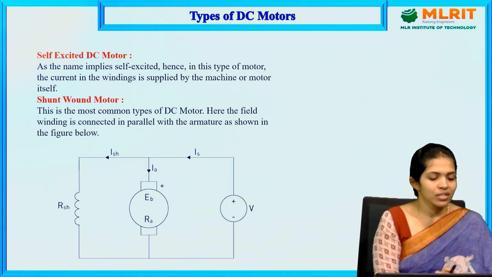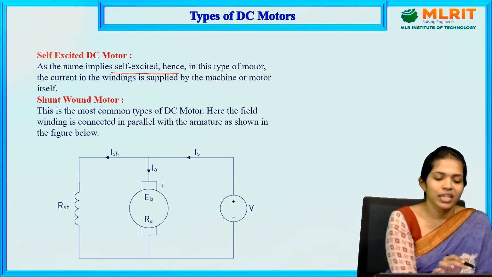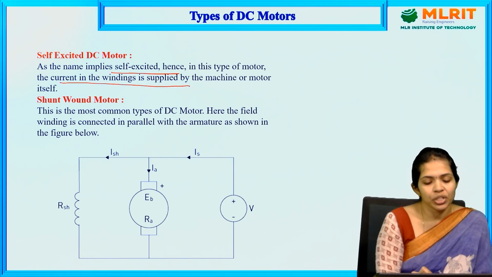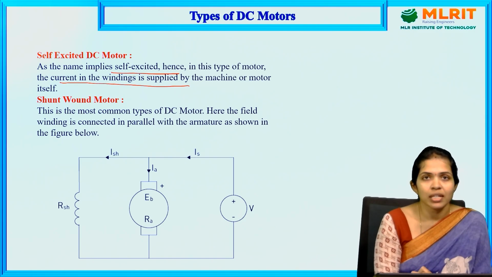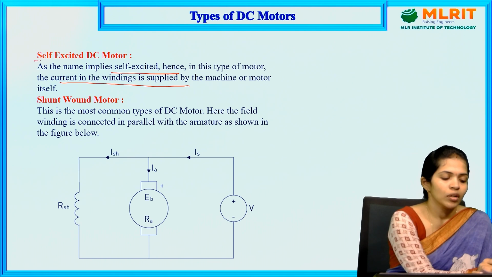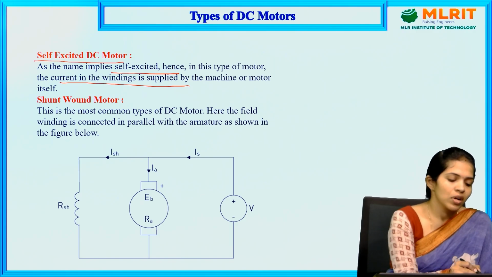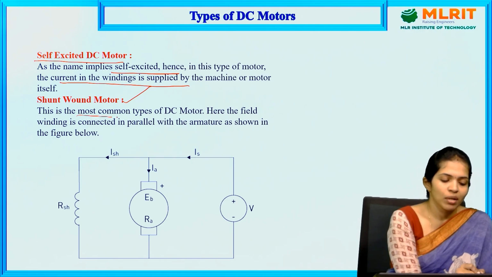Moving on to the next type, the self-excited DC motor. The name implies self-excitation, so the current in the windings is supplied by the machine or the motor itself. When the current required by the armature conductors is supplied by the motor itself, that kind of motor is called a self-excited DC motor. In that, the first category is the shunt wound motor, simply called a shunt motor. This is the most common type of DC motor.